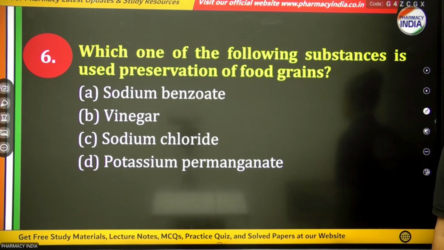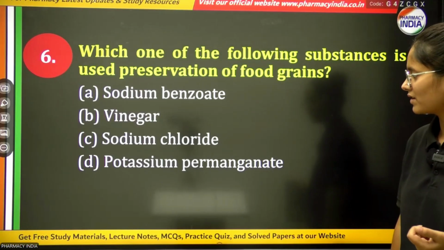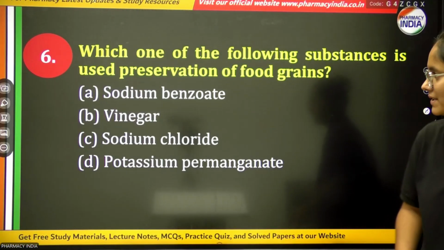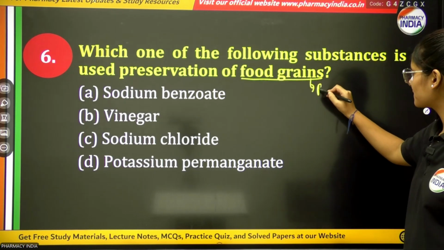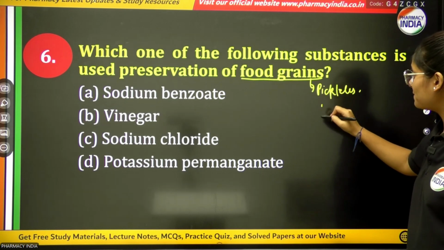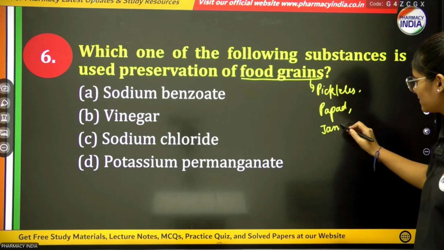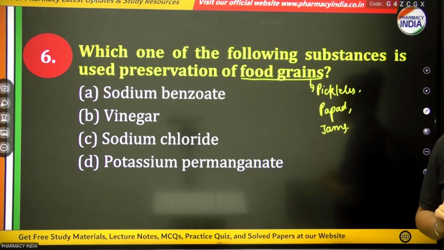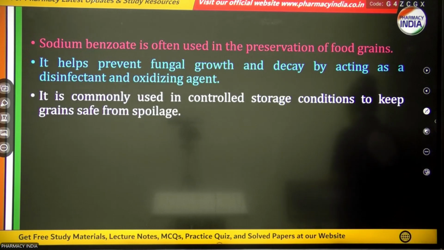It is a very simple and very common question. Sodium benzoate, vinegar, sodium chloride or potassium permanganate. Basically, in the preservation of food like pickles, or you can say papad, jam, fruit jam, sodium benzoate is used. Clear, sodium benzoate is often used in the preservation of food grains.